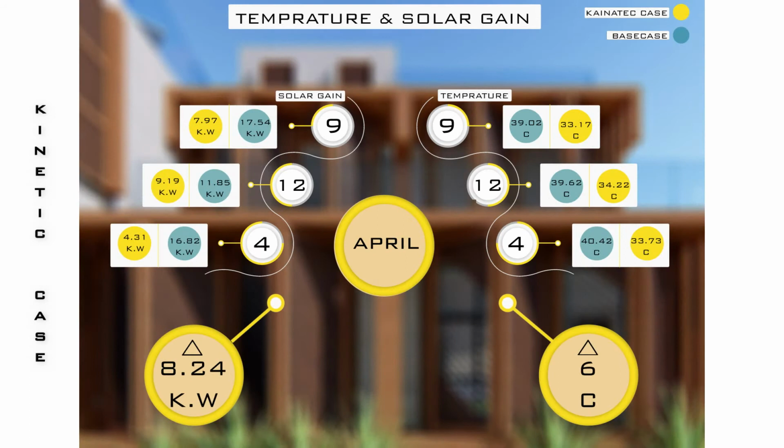For the 30th of April, an average reduction of 6 degrees Celsius, but still the air conditioning is required, as the temperature is still above the comfort range. And in July, the average reduction was 5.5 degrees Celsius, and the air conditioning is still required.